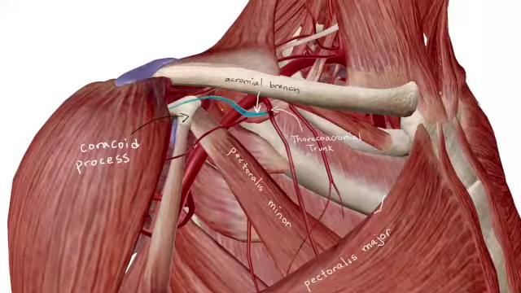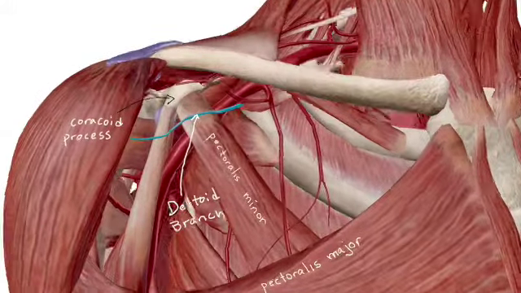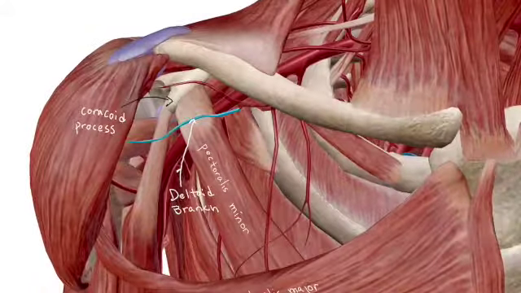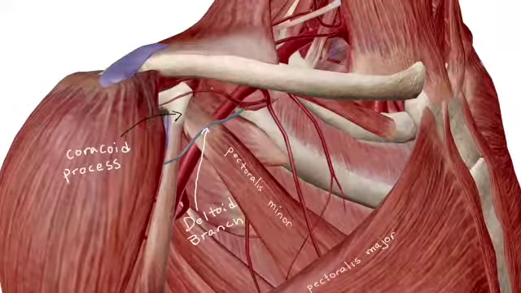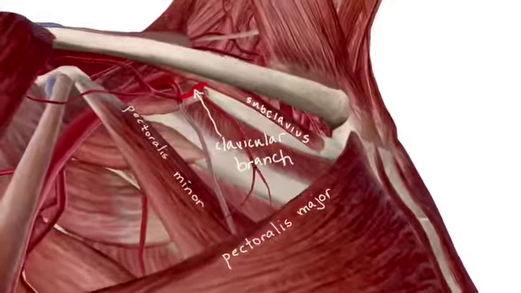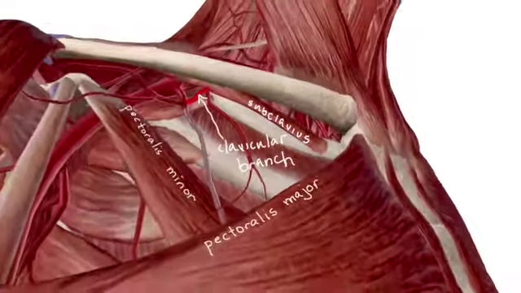The deltoid branch, oriented laterally, follows the course of the cephalic vein in the deltopectoral interval and sends muscular branches for the deltoid and the pectoralis muscles. The small clavicular branch extends toward the subclavius muscle, the clavicle, and the sternoclavicular joint.